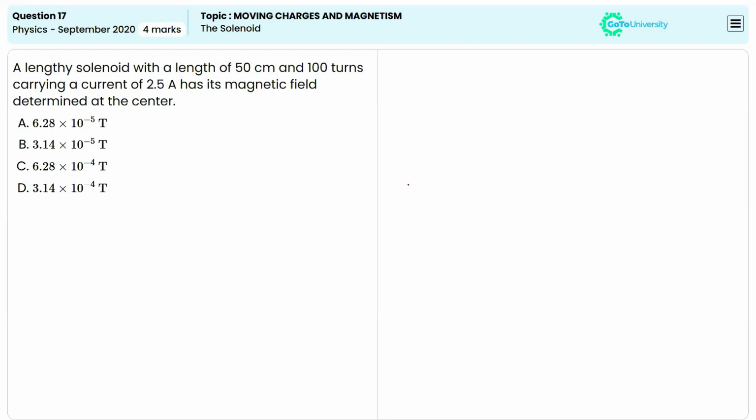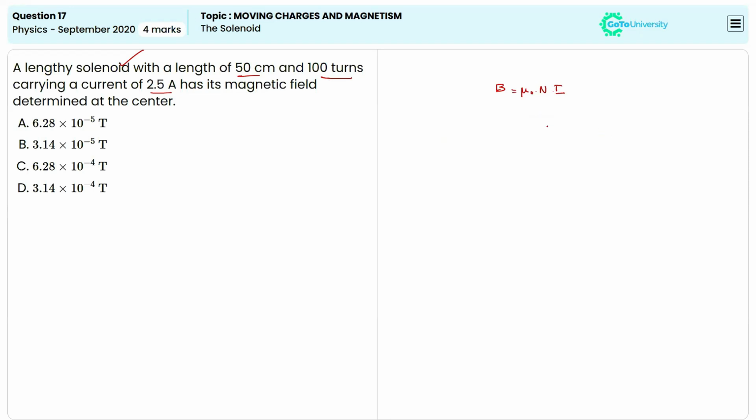Yes, very good. The formula we are going to use here is B is equal to mu naught n i, right? Because the question is about calculating the magnetic field in a long solenoid. The length is given as 50 centimeter, the number of turns is 100 and the current is given as 2.5 ampere. Here n is the number of turns per unit length, because we don't have the exact number of turns, we have it in terms of length only.